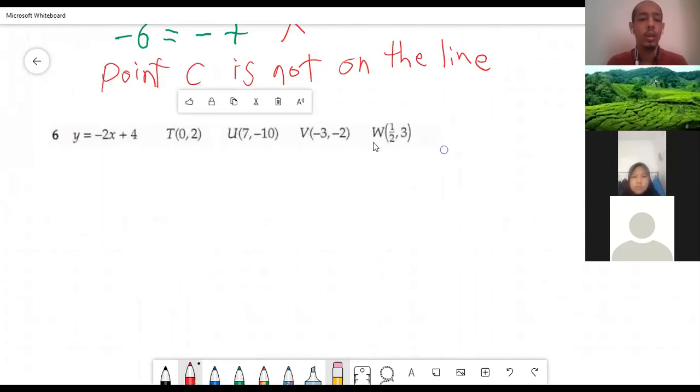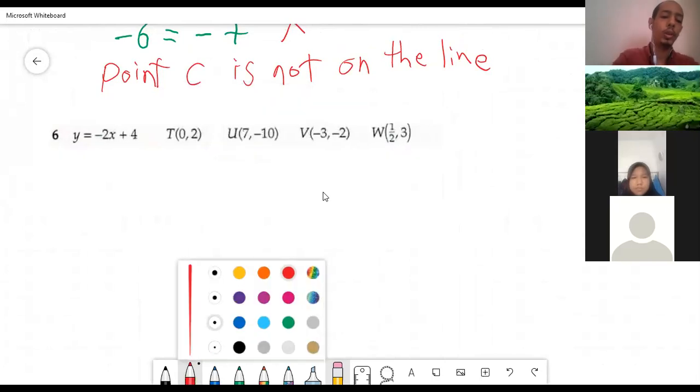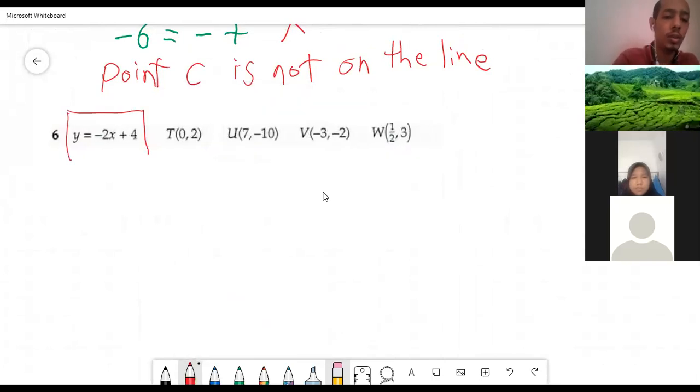Here we have an equation. This is the equation: y equals minus 2x plus 4, and we need to decide which of these points are on the line and which are not. So I want Abdullah to tell me if the first point is on the line or not. What are you going to do?